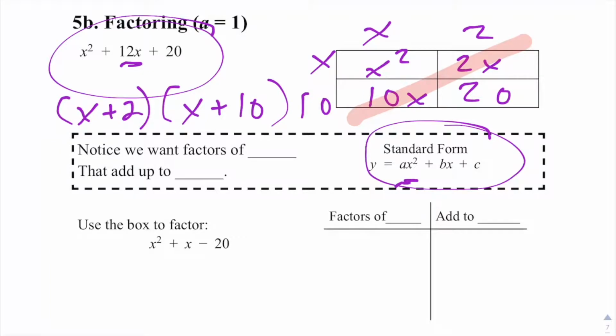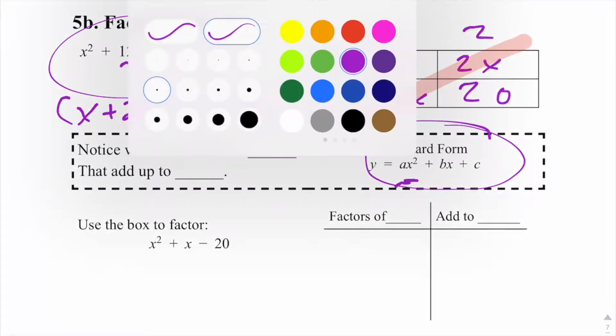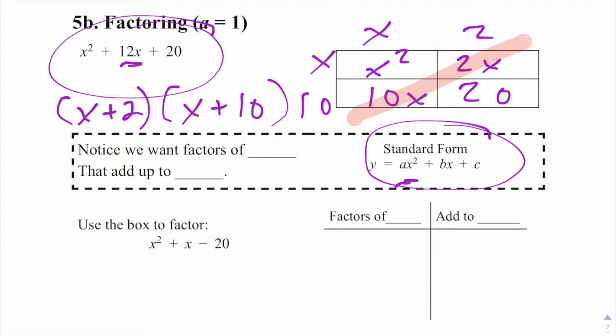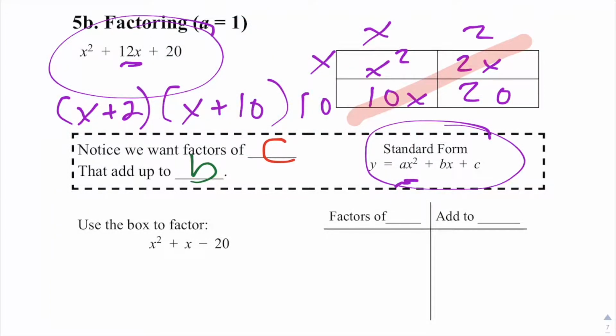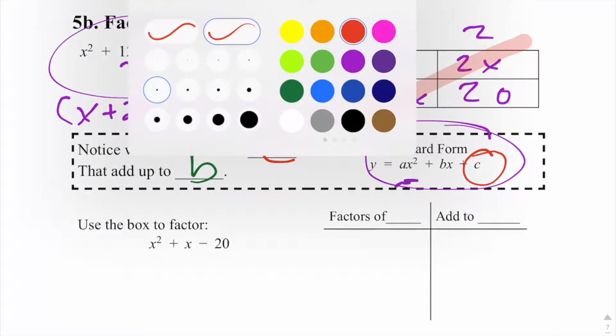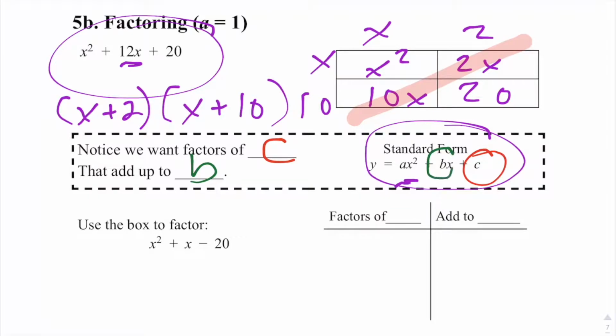So what we need to notice when we're trying to factor is that we want to get factors of c that add up to b. So we want factors of the last term, or the constant term, that add up to our middle term that goes with just the x variable. Let's come down here and do another example.